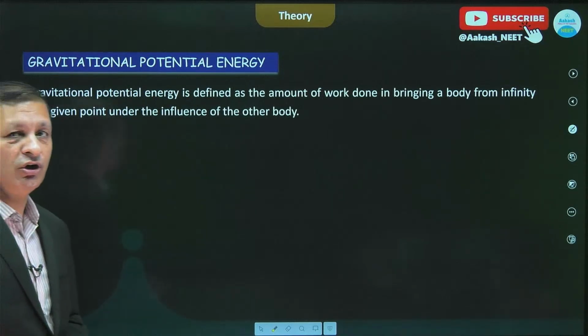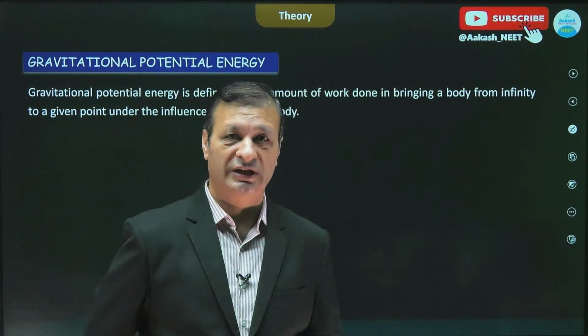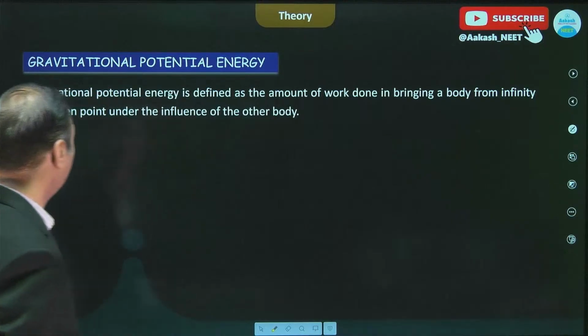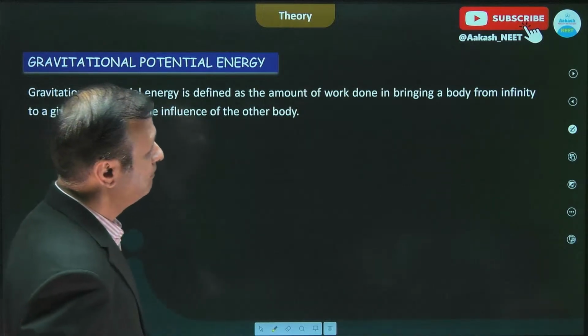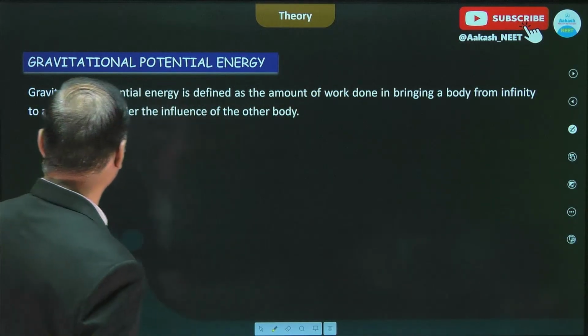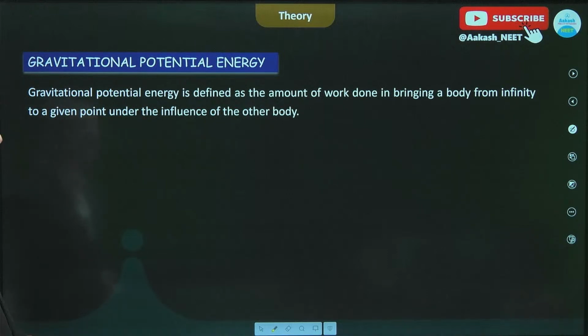Now we have the concept of gravitational potential energy. So this is again quite interesting. Gravitational potential energy is defined as the amount of work done in bringing a body from infinity to a given point under the influence of another body.